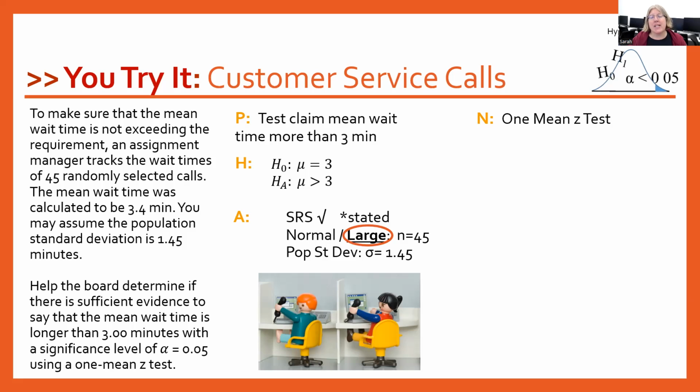The name of this is a 1 mean z test. And then for our test statistic, we're going to plug in our x bar minus our mu. The 3.4 came from our sample, and that 3 is our null hypothesis. The 1.45 and the 45 were stated in the problem. All right, I'm going to switch over to Excel so I can show you how to put this into the calculator in Excel and how to get that p-value, and then we'll come back over here.